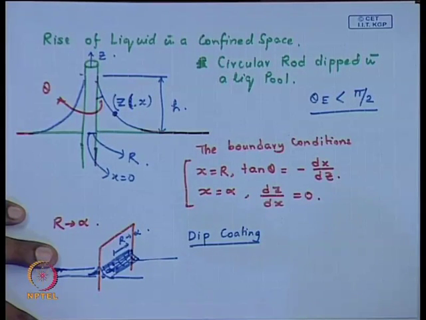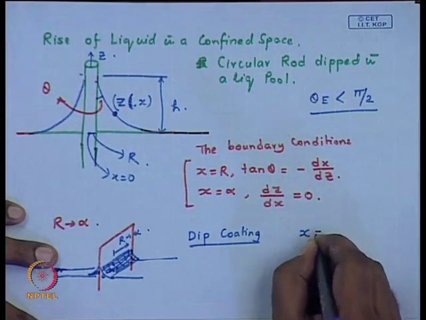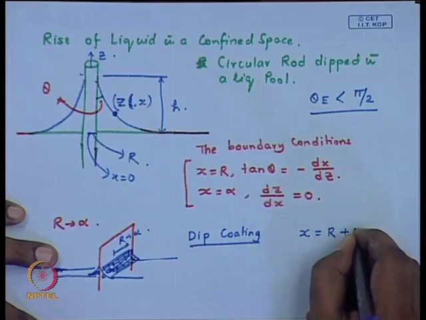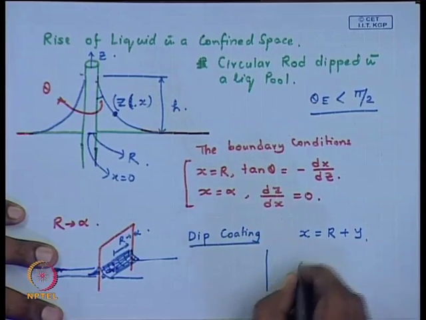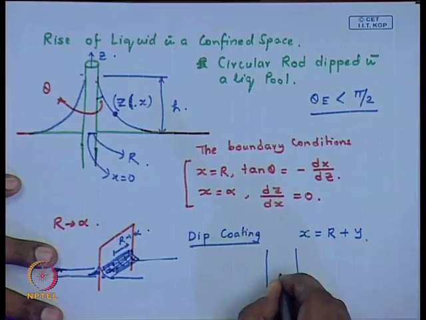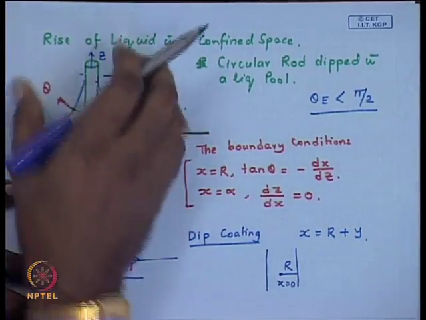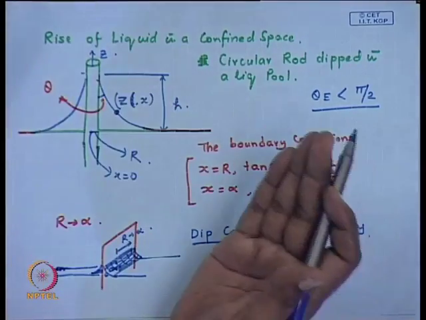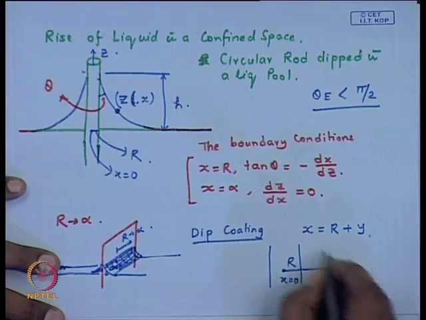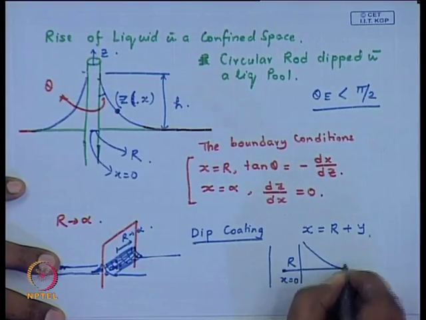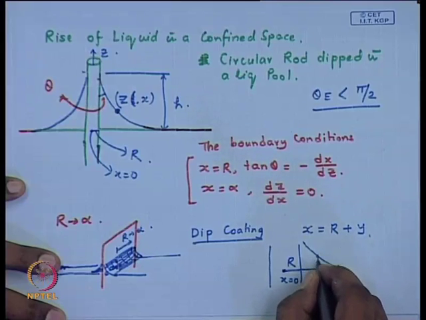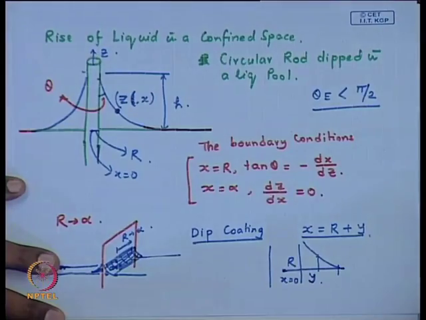So, let us define x in that case to be equal to r plus y. This is x equal to 0, this is the radius of the tube, or in this case, if it is tending to infinity, it represents a flat slab which is like this. This is the face of the slab you are seeing, and this is the meniscus distance. Any point y we are taking. So, x is equal to r plus y.